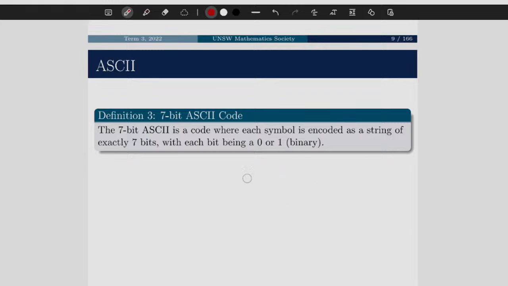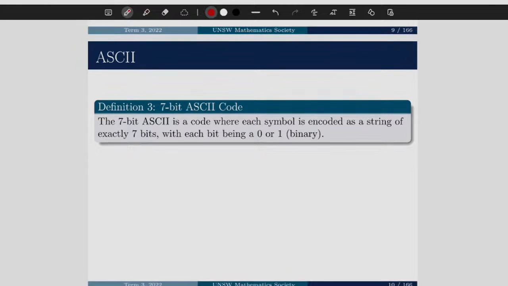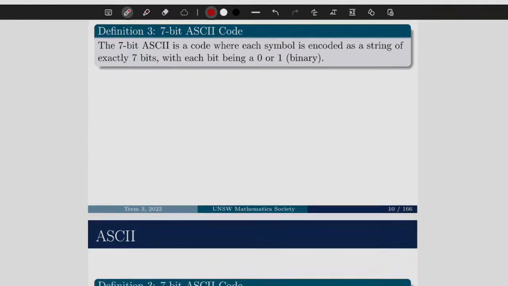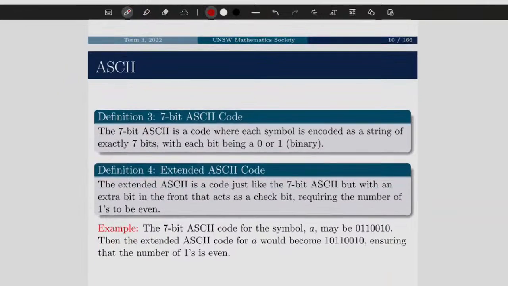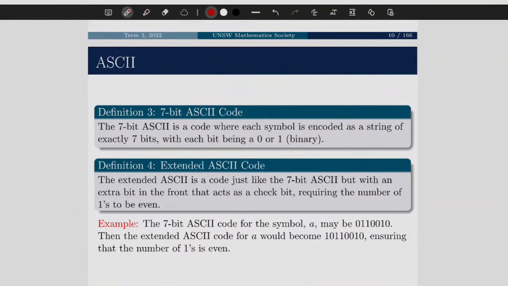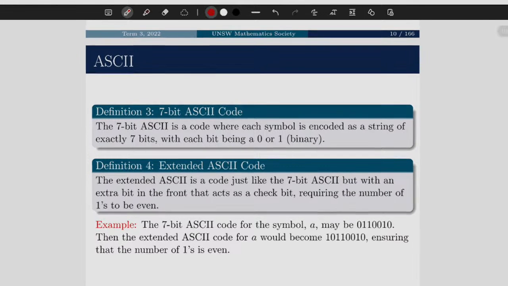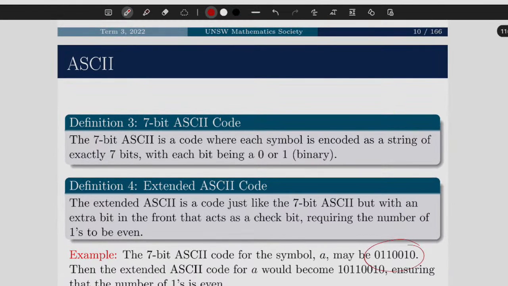But how do we add a layer of error detecting, error correcting, something like that? The way we do that is we have the 8-bit ASCII code. It's exactly the same as our 7-bit ASCII, except now we're adding an extra bit at the front. So for example, let's consider this code 0110010.